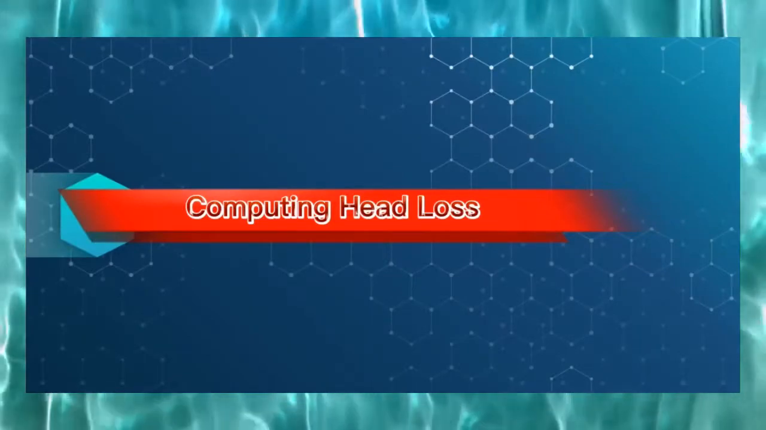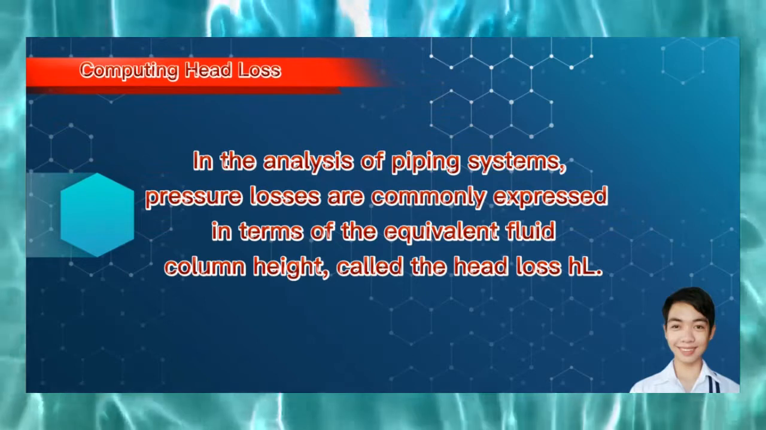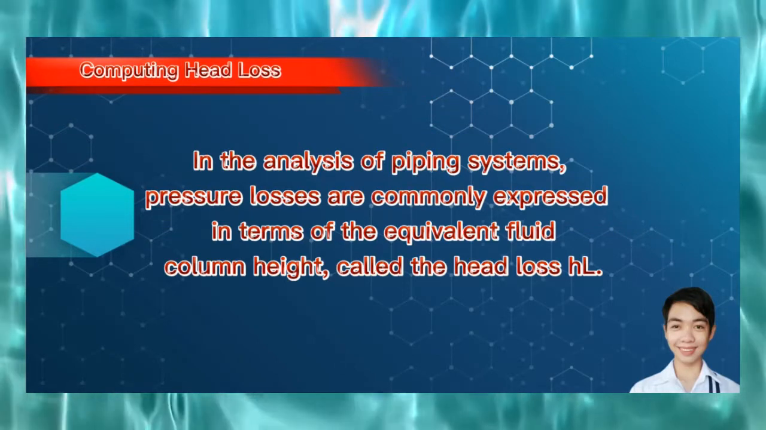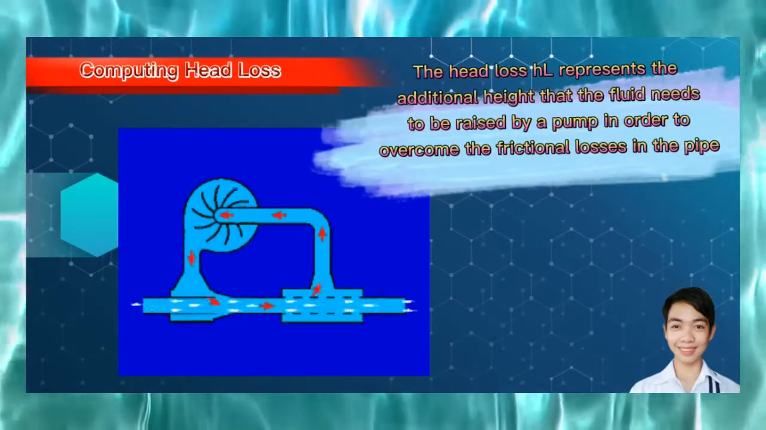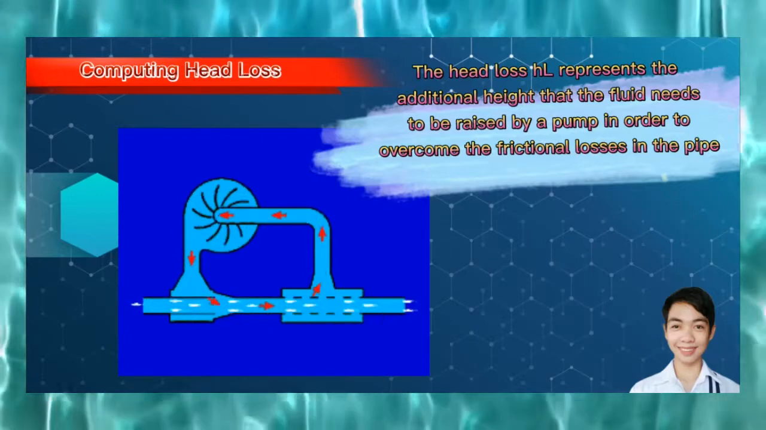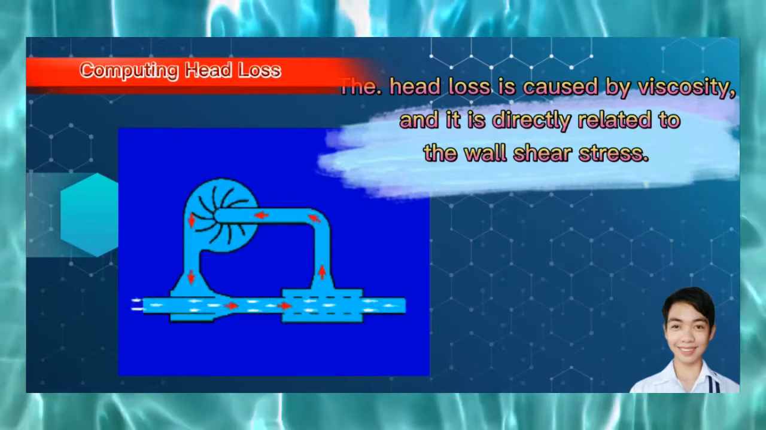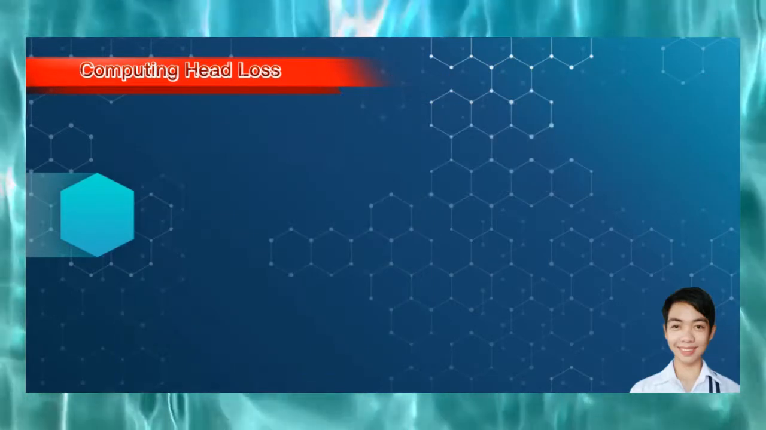In the analysis of piping systems, pressure losses are commonly expressed in terms of the equivalent fluid column height called the head loss. The head loss represents the additional height that the fluid needs to be raised by a pump in order to overcome the frictional losses in the pipe. The head loss is caused by viscosity and it is directly related to the wall shear stress. There are many ways to compute for head loss.